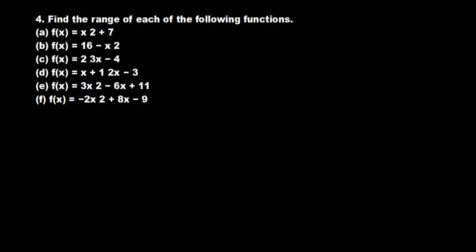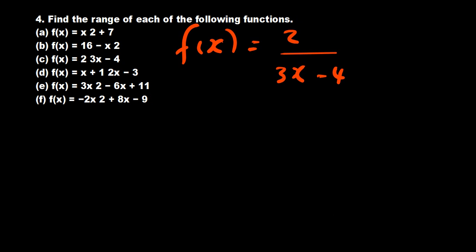Okay, so C is f of x equals 2 over 3x minus 4. So now we're trying to find the range. Now what's the type of this function? This function is a rational function, right? It's just a fraction like that, a function in the form of a fraction.